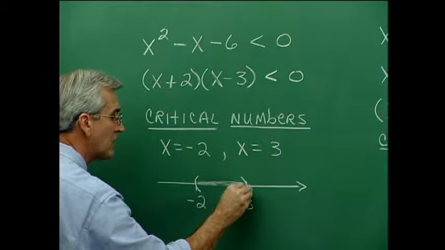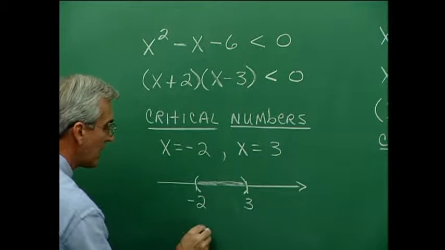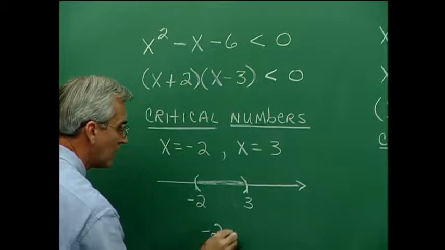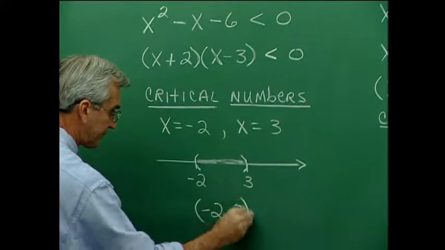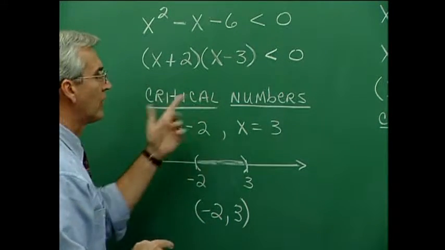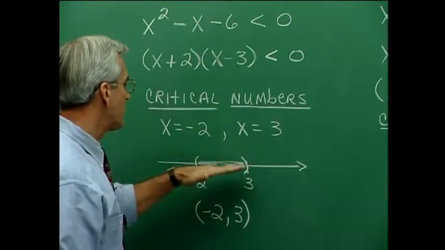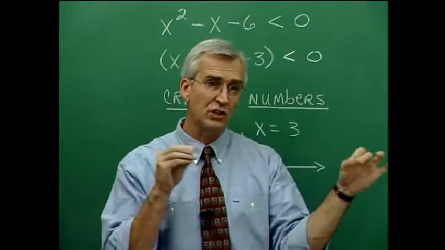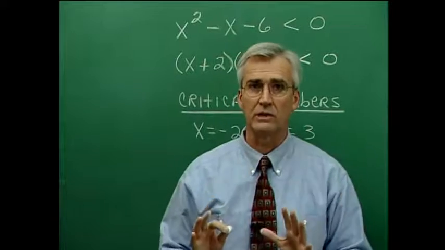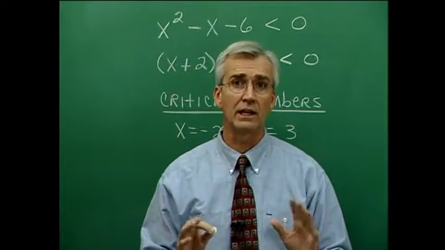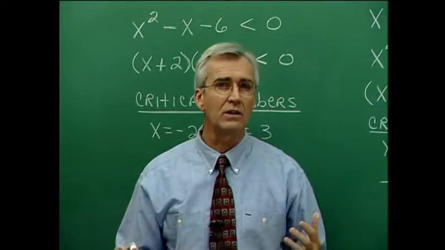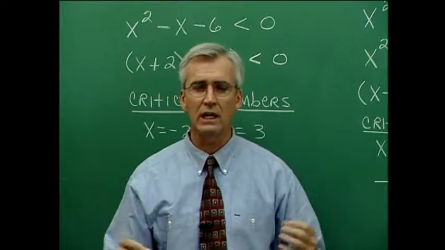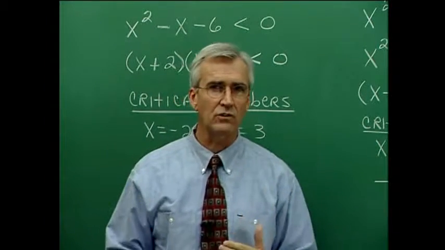The solution region then is the interval from -2 to 3, and in interval notation we would list it this way. Now, let's talk about why these are critical numbers. They're critical numbers because of their separation into intervals. They separate the number line into various intervals. Well, why is that important? And why are we checking here? Is there a faster way to do this?